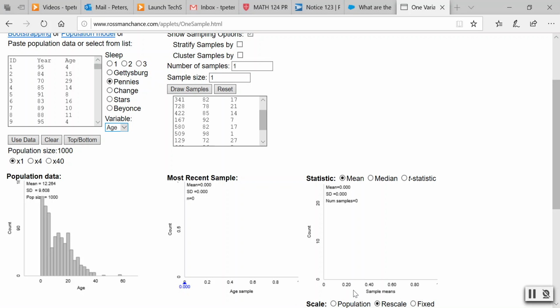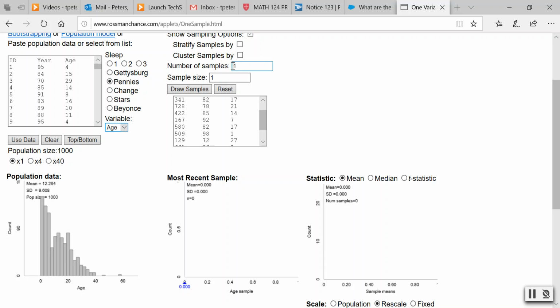Let's use an applet to help us do some simulation. So we have the population of 1,000 pennies and their year and ages all contained here. And you can see the display for the distribution of ages. What you notice about the shape is it's skewed to the right, which I think is what we'd expect here. Most of the pennies are relatively new, and we do have a handful of pennies that are quite a bit older. So what we'll do here is we'll start taking some samples.